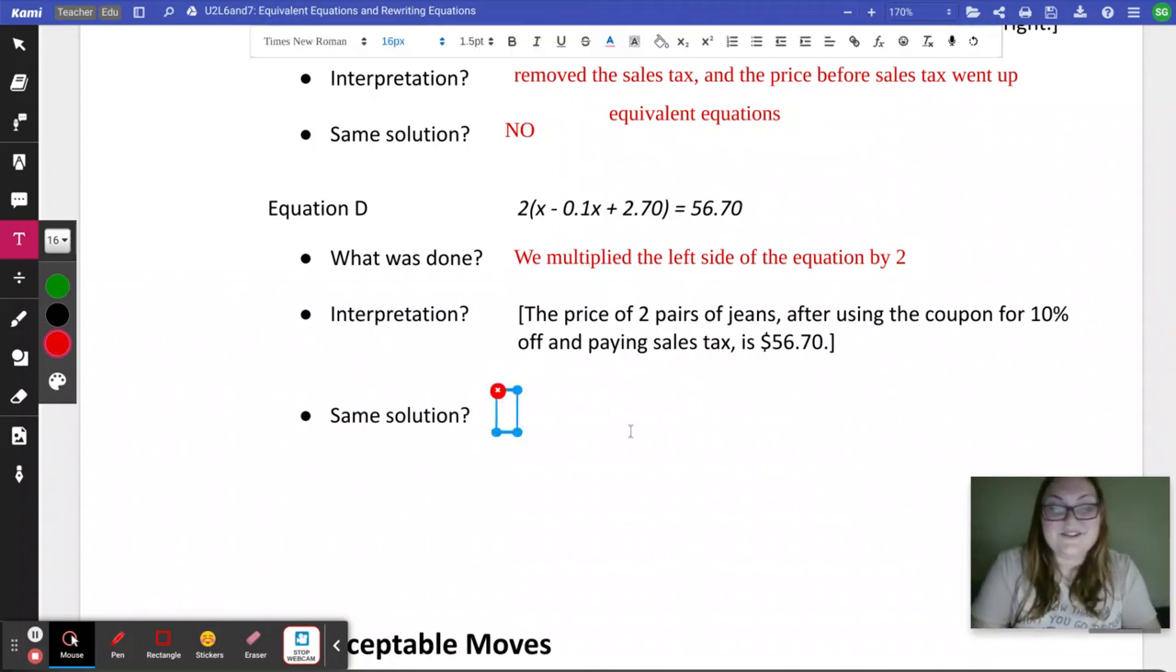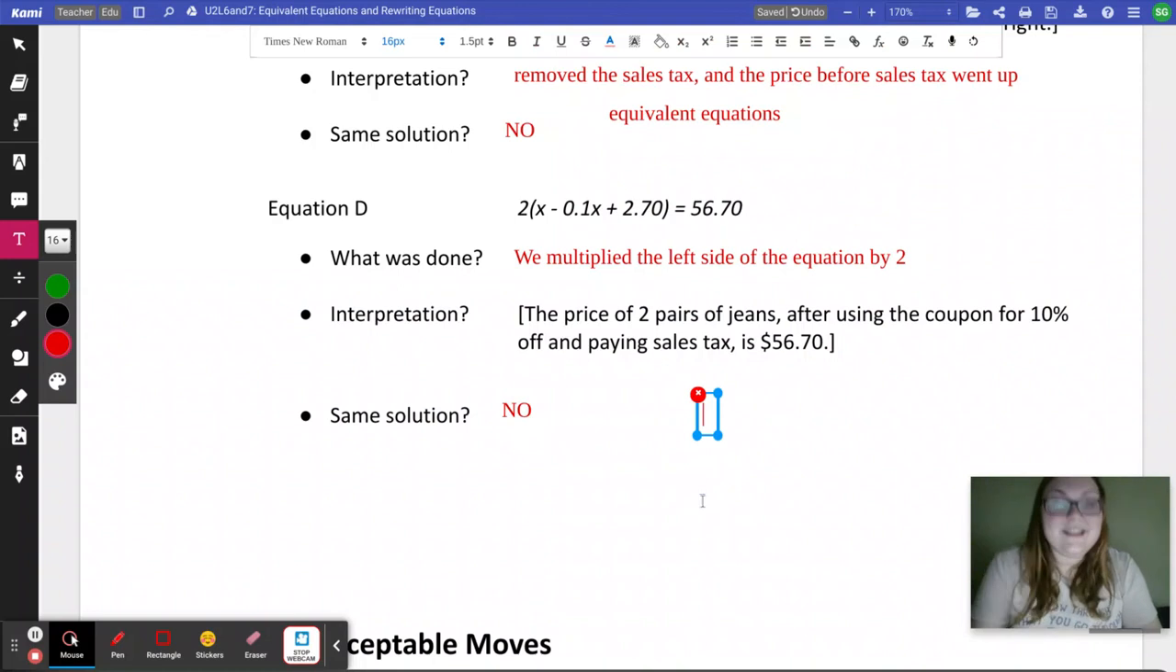So when it comes to that question about do they have the same solution, our answer is no. X here doesn't equal 60 anymore. It's going to equal a cheaper cost of jeans. There is a way you could multiply by 2 and get an equivalent equation that has the same solution. Any ideas what it is?